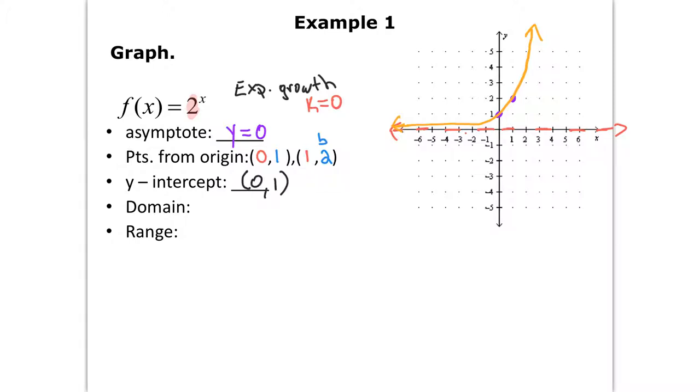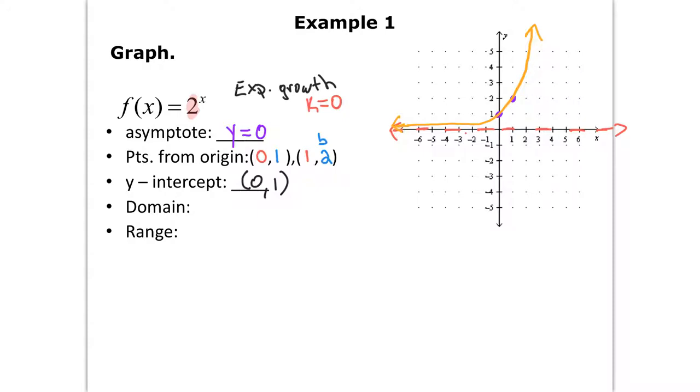Now remember that I told you the y-intercept is a plus k. We have a plus k. Well, remember k is 0, and a is an invisible 1. 1 plus 0 is 1. So you can also do that, or you can look at the graph and find it. Now for the domain.